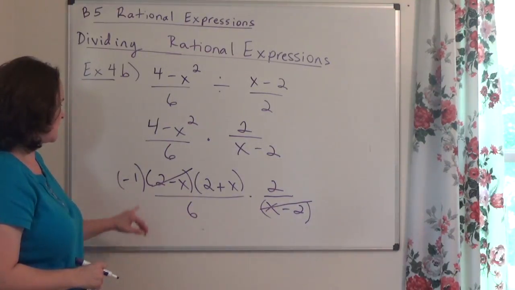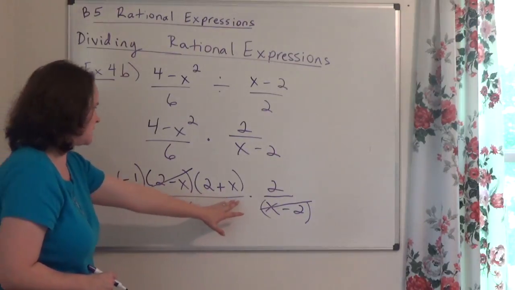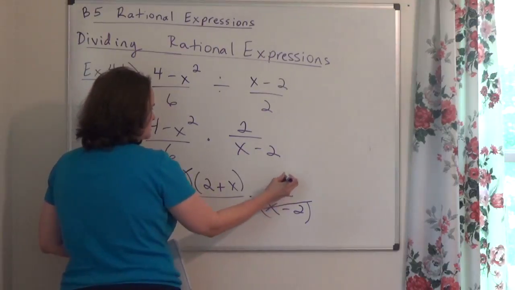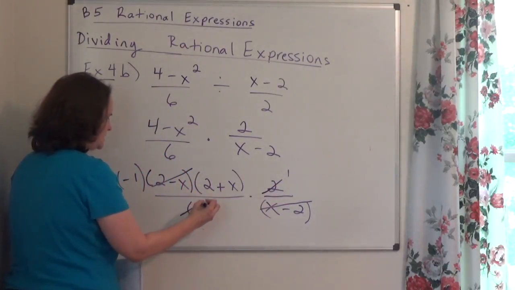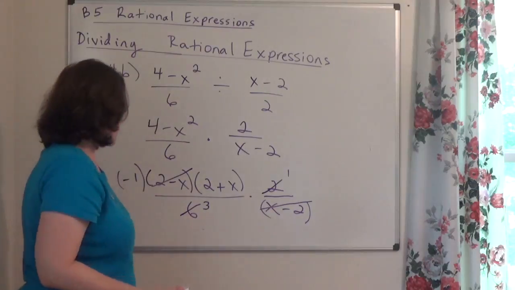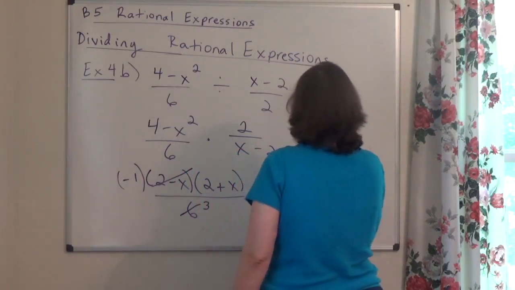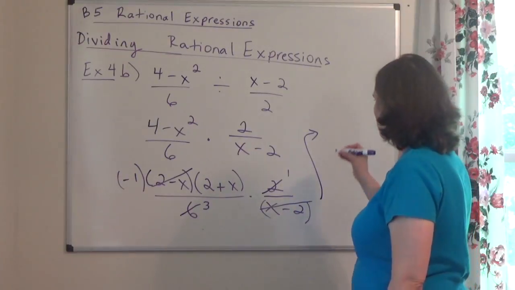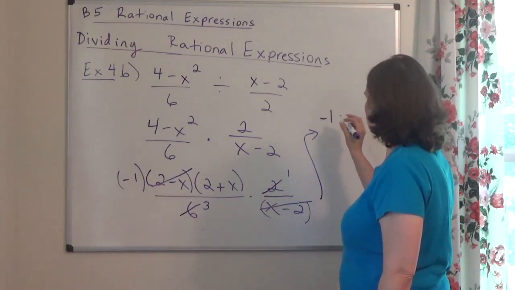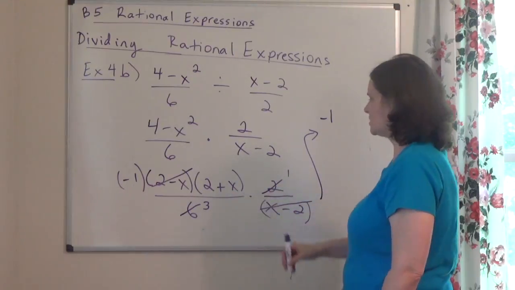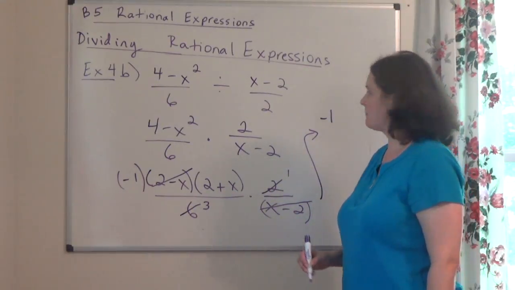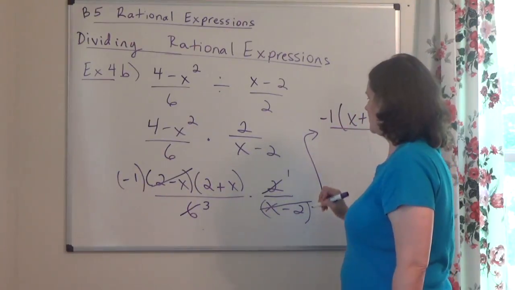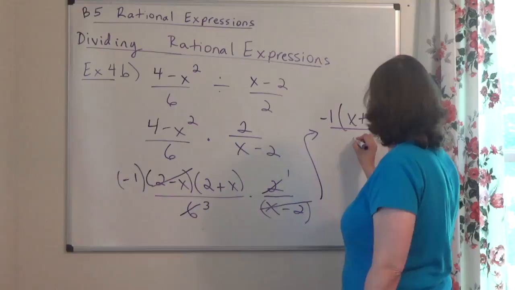So that leaves me with -1 times 2 plus x times 2 over, and the 2 and the 6 can be reduced, so let's do that. 2 goes into itself once, 2 goes into 6 3 times. So our answer, no, it didn't take up a whole page. We're left with the -1, and then in parentheses we've got the 2 plus x, which I'm going to write as x plus 2 because I like that better. And in the denominator, the only thing left is my 3.